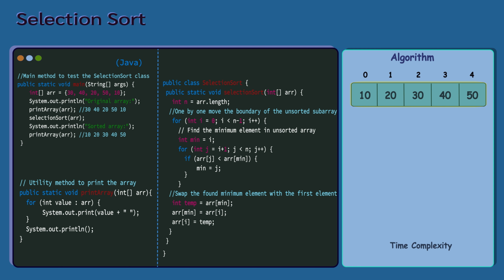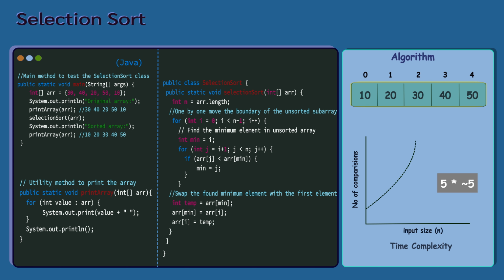Now let's analyze the time complexity of this algorithm. If you take the input size of the array, that is n, on the x-axis, and the total number of comparisons on the y-axis, the time complexity of this algorithm is n times nearly n, that is n squared. In this case, that is nearly 5 into 5, 25. So the selection sort algorithm is also quadratic in nature with respect to time.